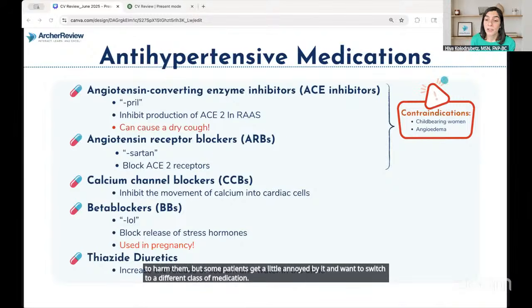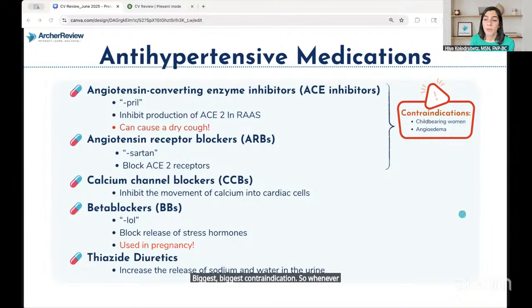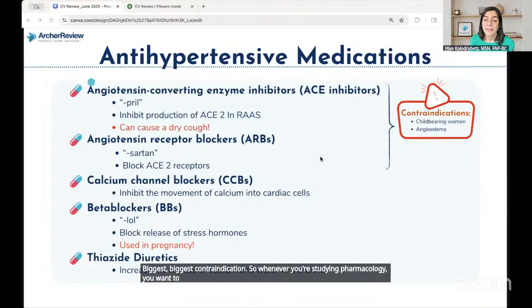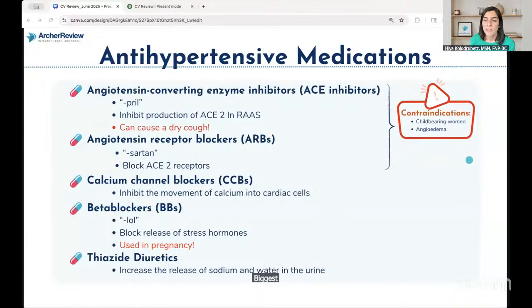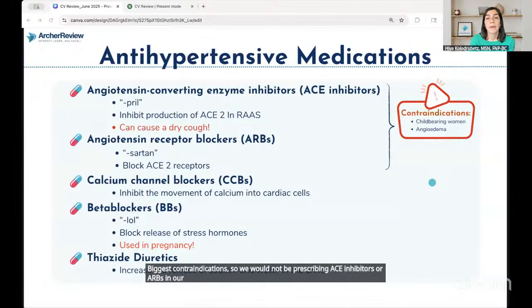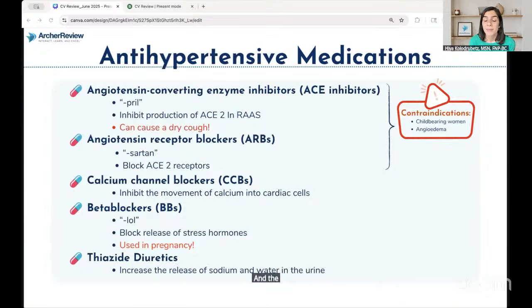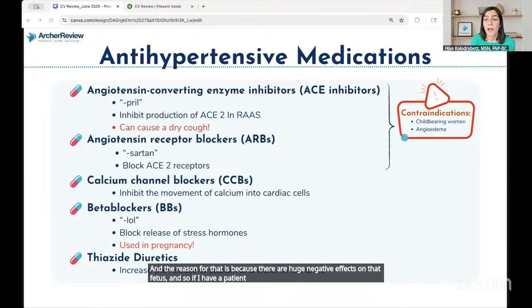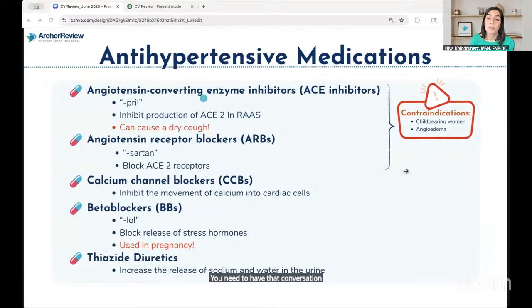Biggest contraindication. So whenever you're studying pharmacology, you want to be thinking about, how does that class of medication work and what are those contraindications? Safety first. Biggest contraindications. So we would not be prescribing ACE inhibitors or ARBs in our childbearing women. And the reason for that is because there are huge negative effects on that fetus. And so if I have a patient who's of childbearing age, you need to have that conversation with them. Are they planning a pregnancy? What's their family planning like?